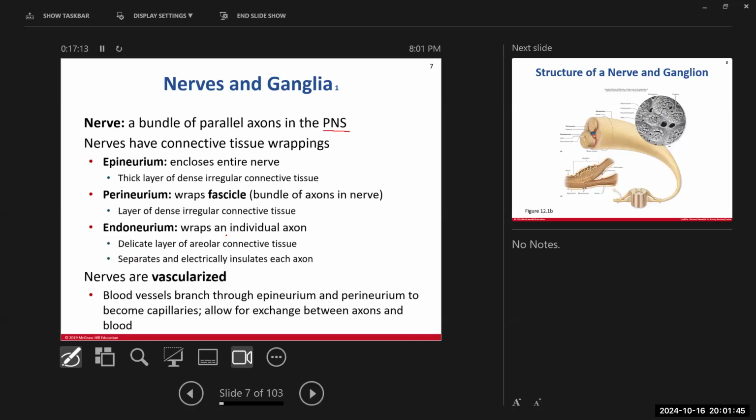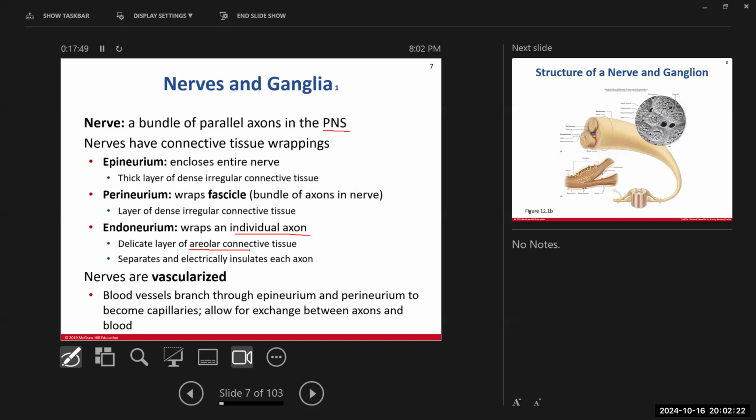All right, the endoneurium wraps each individual axon, which is part of an individual neuron, which is a nerve cell. And the endoneurium is made up of areolar connective tissue. Now it's interesting because endoneurium is going to separate each neuron from its neighboring neuron. There's a reason for that, and the reason is listed right up here on the board. It electrically insulates each neuron. Neurons communicate and transmit information through electrical impulses. We'll learn all that. That action potential is there.